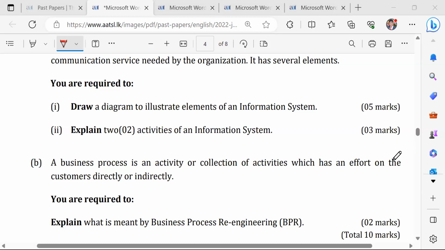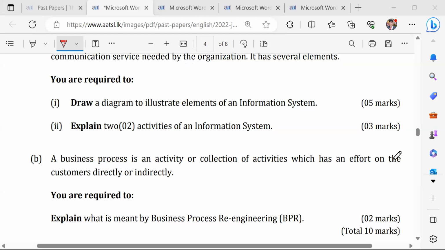Out of these, you can write any two activities. Explain. Explain means explanation. You need explanation. If you are only writing the names, you are not getting all 3 marks. Explain means you have to explain each. Data gathering, collection of data: information systems are collecting data from internal and external sources.